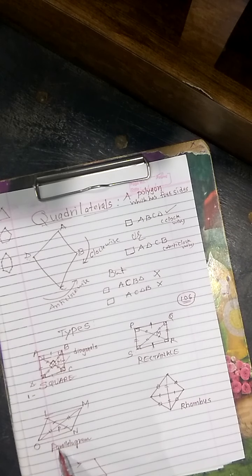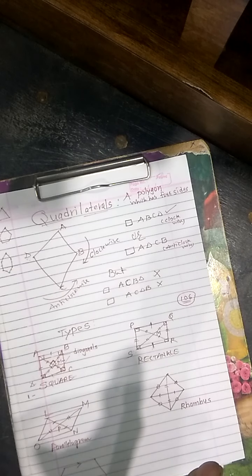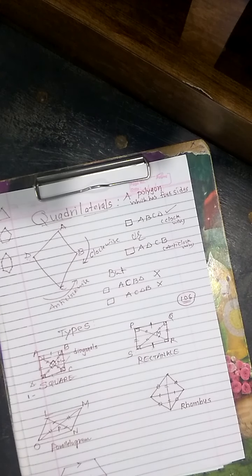Now let's talk about the parallelogram. Parallelogram means it is a rectangle, but it is a slanting rectangle, like this way. It is a rectangle, but it is slanting. Here it is slanting, you see.